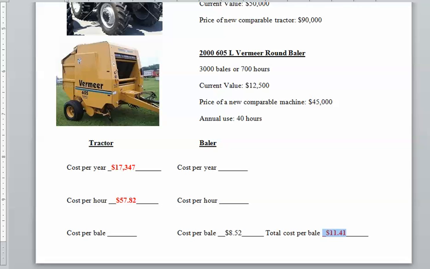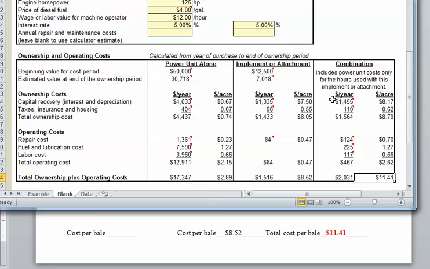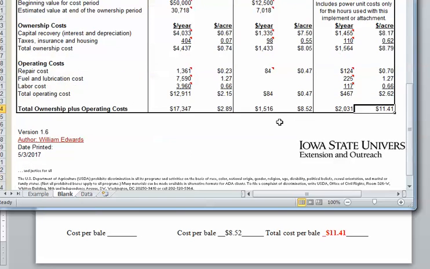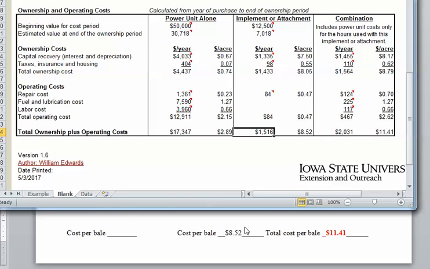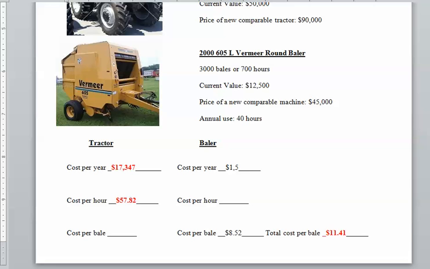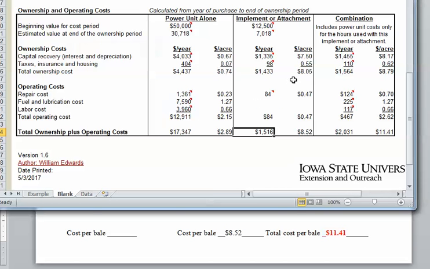Again, the cost per year of the baler was, let's see here, 1516. So cost per hour really isn't relevant on the baler. Anyway, this is important. Yes, it is, because we want to compare this to custom rate. If this was a lot higher than custom rate, it doesn't make sense to own our own baler. We do the math here. It looks like we could certainly justify this baler. It's really close to what the custom rate would be.